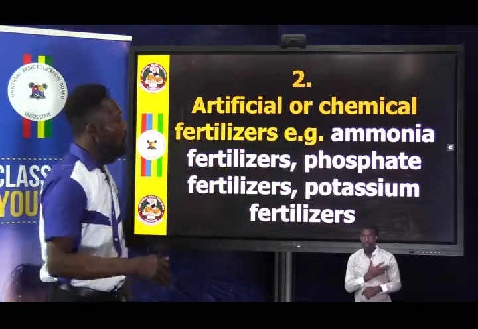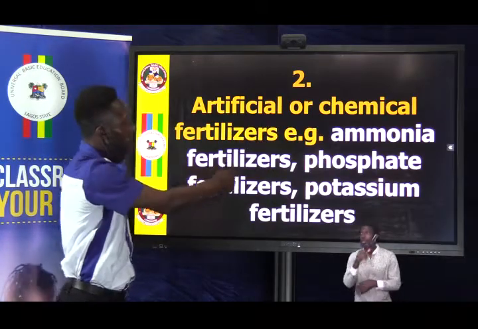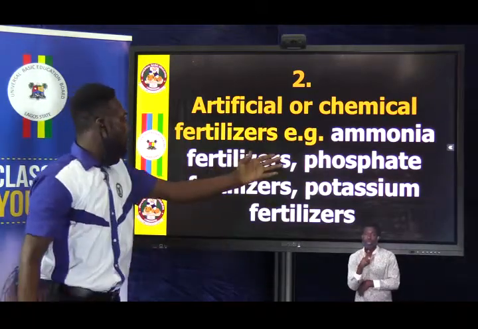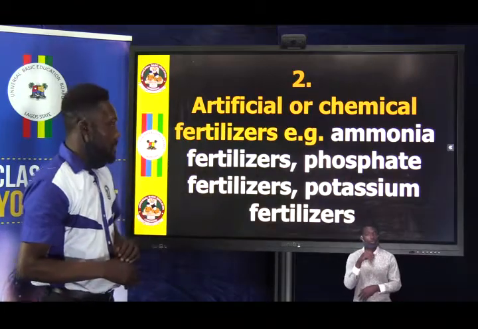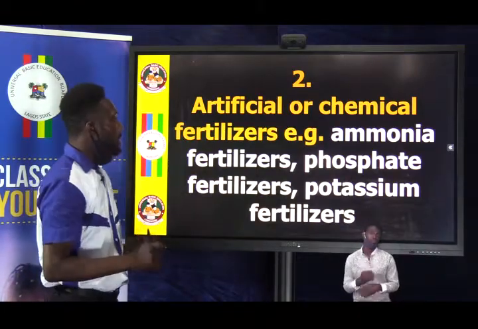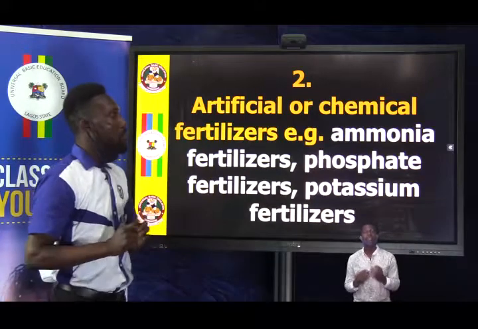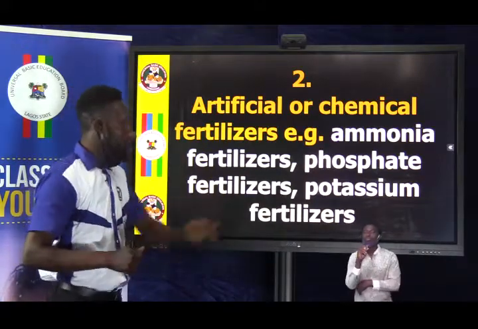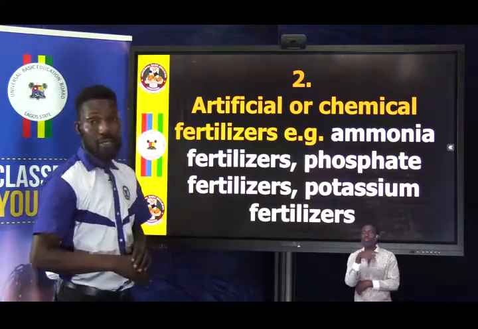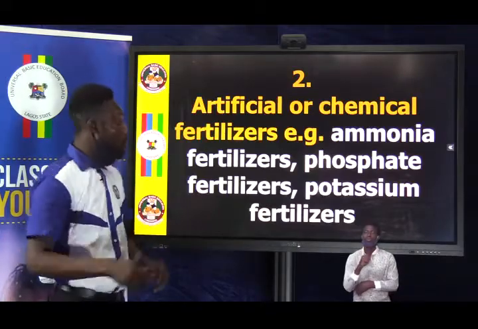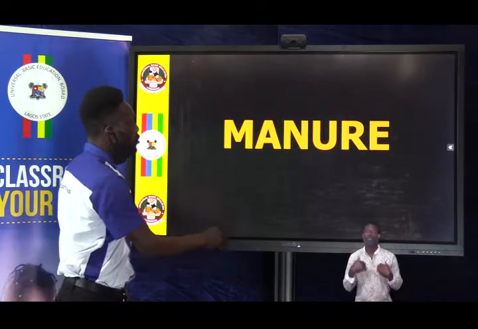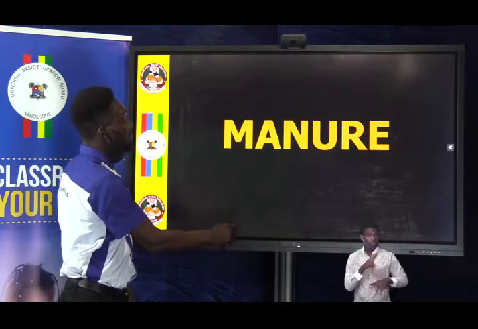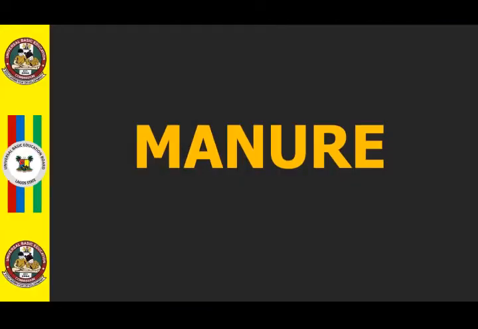Don't forget, the first one I said is natural, and the second one is artificial or chemical fertilizer. That one comprises ammonia fertilizers, phosphate fertilizers, and potassium fertilizers. Let me repeat it again. Chemical fertilizer comprises ammonia fertilizers, phosphate fertilizers, and potassium fertilizers. Don't forget, we have talked about two: natural fertilizer and artificial fertilizer. Now let's talk about manure.